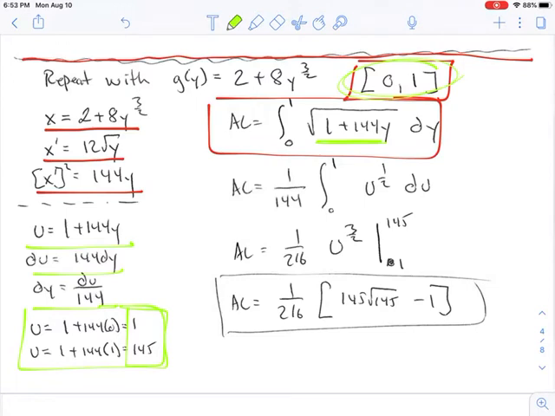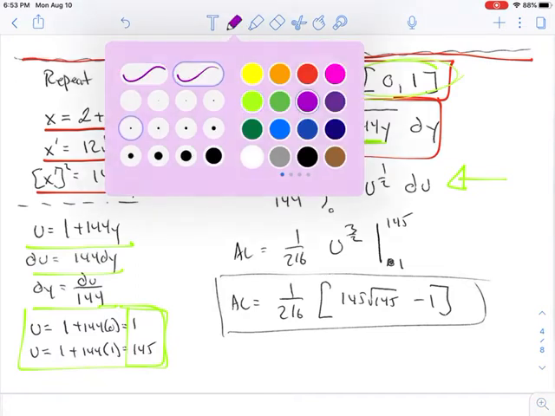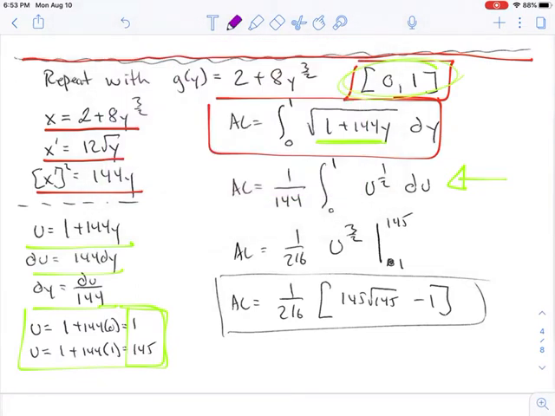So plugging in, doing the U substitution right here, we have 1 over 144 times the integral from 0 to 1 of u to the 1/2 du. The antiderivative of u to the 1/2 is u to the 3/2 times 2/3, and I already did a lot of the simplifying because I didn't have a whole lot of room. And so we end up with, again, I told you you were going to see this a bunch of times, u to the 3/2. And when you substitute in, we end up with this.